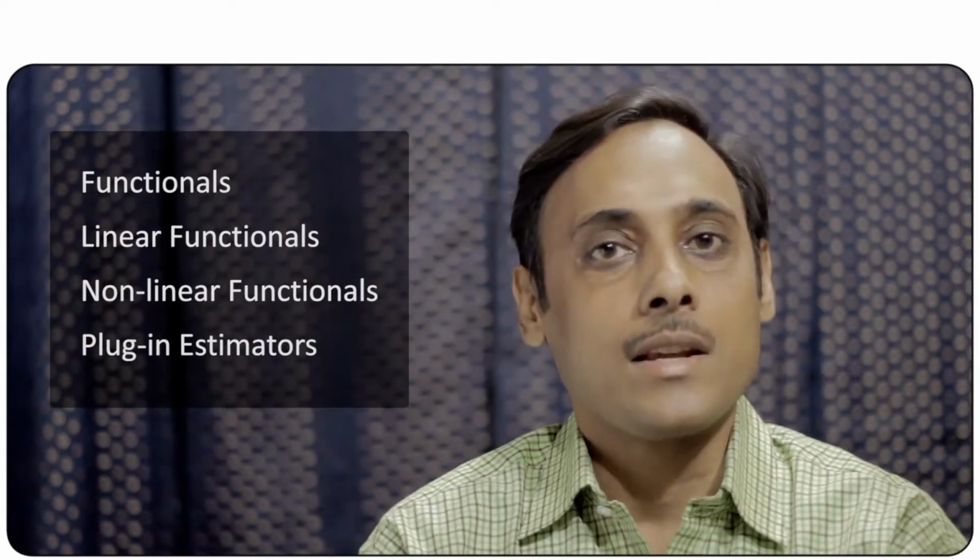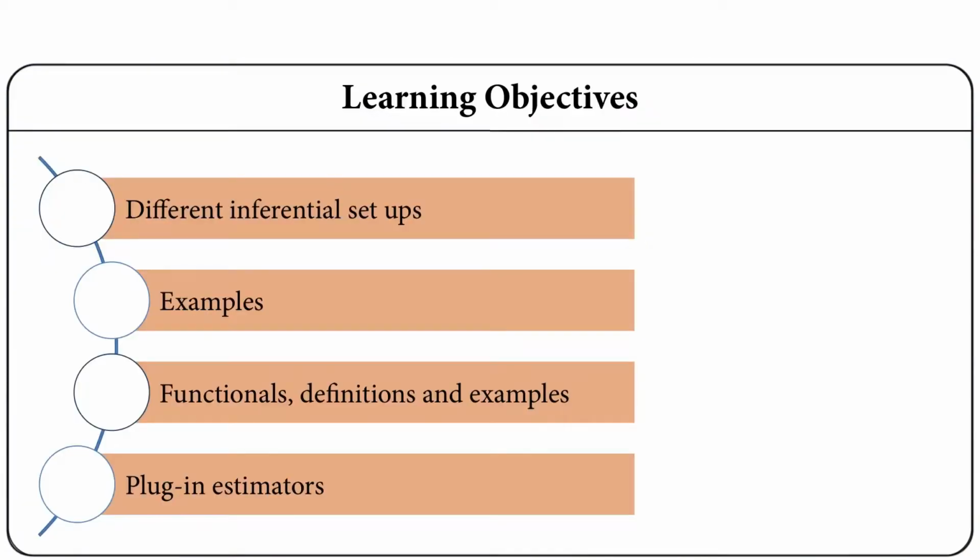In the previous module, we have seen that data can be non-normal and forceful assumption of normality can give misleading results. So, we use an alternative procedure to analyze such data, and this alternative is known as non-parametric procedure. In this module, we shall discuss functionals, linear functionals and nonlinear functionals, and lastly, we shall explain the concept of a plug-in estimator in the context of non-parametric inference.